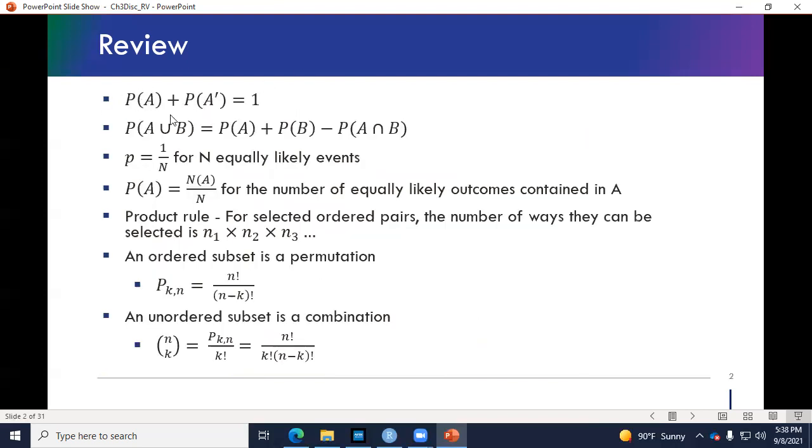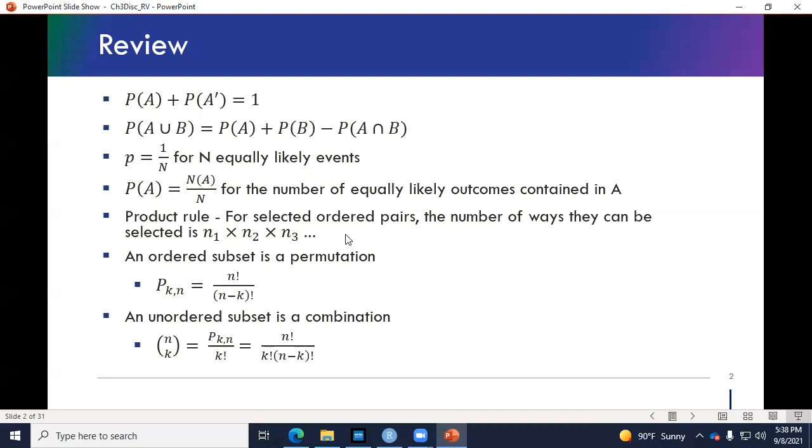A bit more on the union and intersection operations. Like the probability of A plus the probability of the complement of A would be 1. And this formula you will use a lot. And for n equally likely events, their probability is just 1 over n. And the probability of event A is the number of outcomes containing A over n, where n is the total number of outcomes.